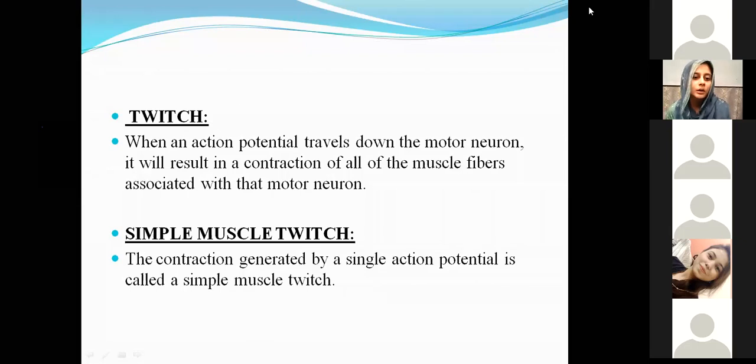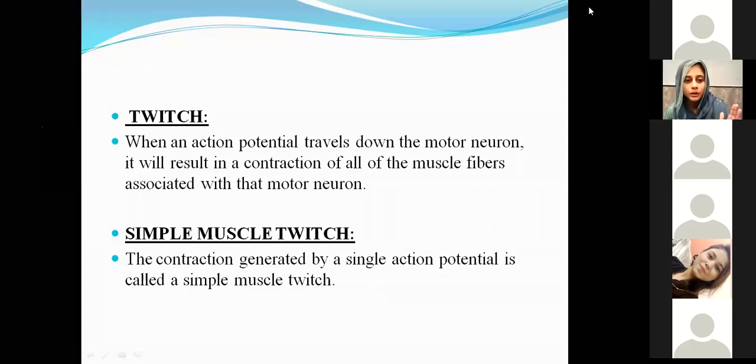So when there is an action potential, the action potential जब generate होता है and it travels down to your motor neurons. So there is a muscle, and you know every muscle is supplied by the neuron. So when your action potential travels down the neuron and then it comes to the muscle, so it will result in a contraction of all the fibers of the muscles. So this is called the twitch.